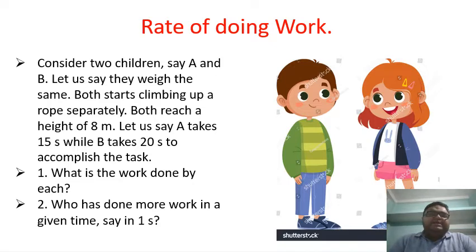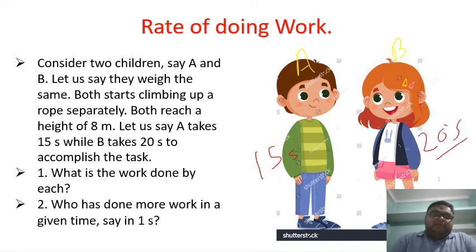We will learn what the rate of doing work is. Let's consider there are two children. Let's call him A and let's call her B. They both weigh the same, so the weight of A is equal to the weight of B, and they start to climb a rope. Both reach a height of 8 meters, and let's say A did it in 15 seconds. A took 15 seconds, but B took 20 seconds.